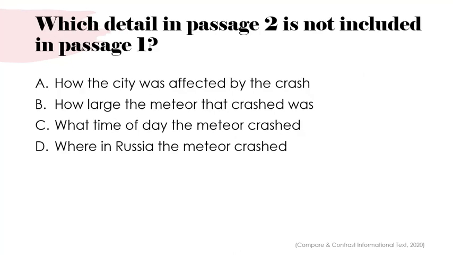Which detail in Passage 2 is not included in Passage 1? A. How the city was affected by the crash. B. How large the meteor that crashed was. C. What time of day the meteor crashed. And D. Where in Russia the meteor crashed. So let's take a moment. If you selected A, you are correct.